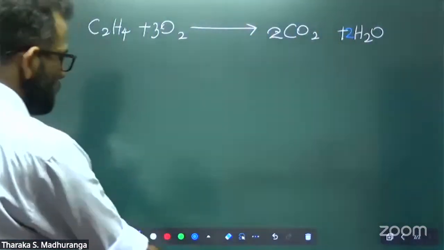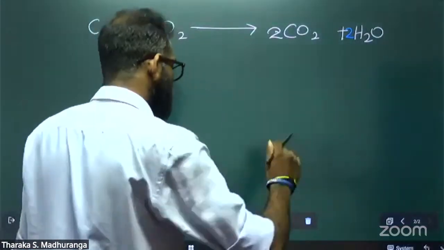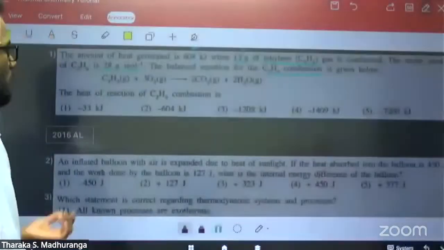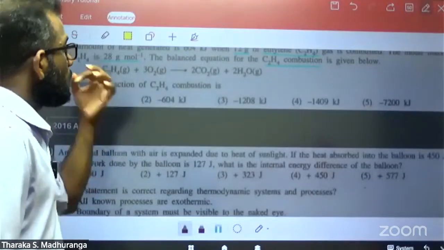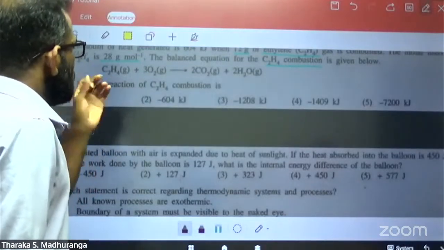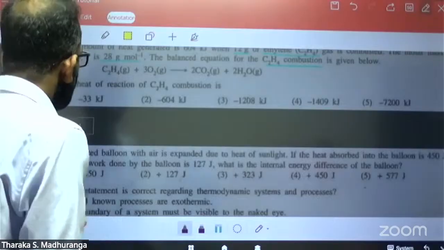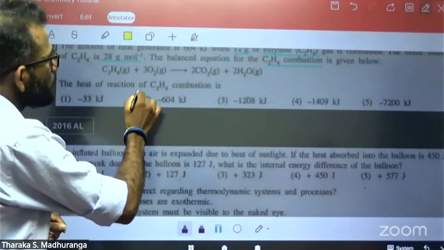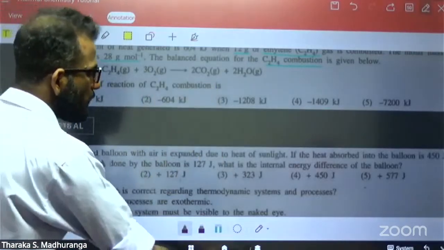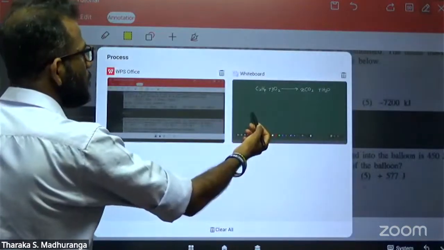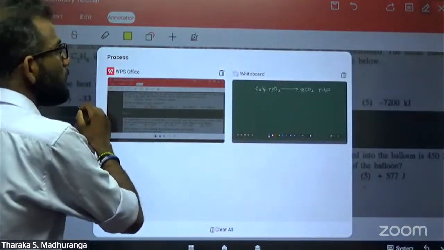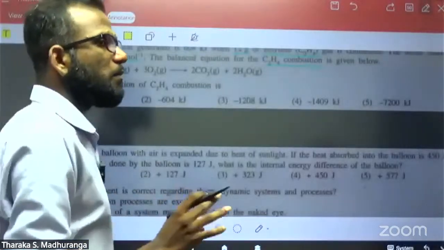Okay. Now don't take more time because it is an MCQ question. That's why I'm doing it rapidly. The equation is given. The question asks the heat of reaction of ethylene combustion. Heat of reaction of ethylene combustion. Okay.